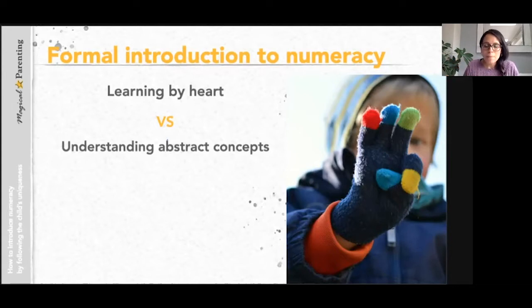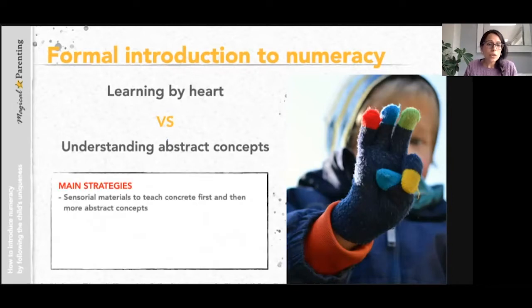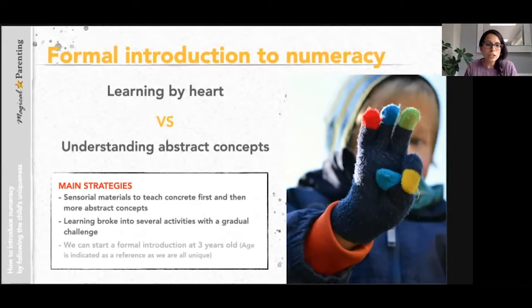But we need to understand as well the child's needs and personality when teaching. So the main strategies, as I said, are the sensorial materials to teach concrete first, and then more abstract concepts, learning to break into several activities with gradual challenge. And then we can start a formal introduction, more or less at 3 years old, although age is indicative. As I said, every child is unique, so things can change.